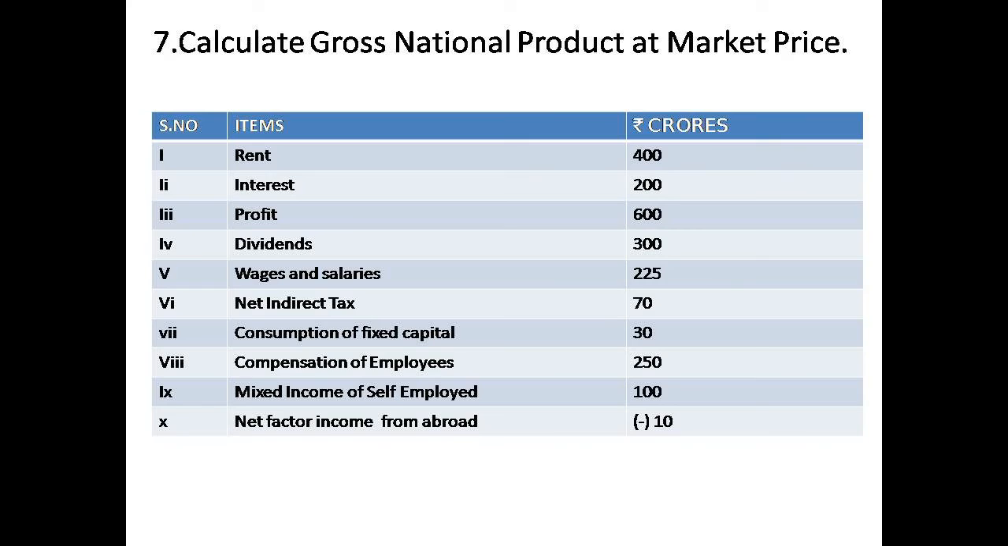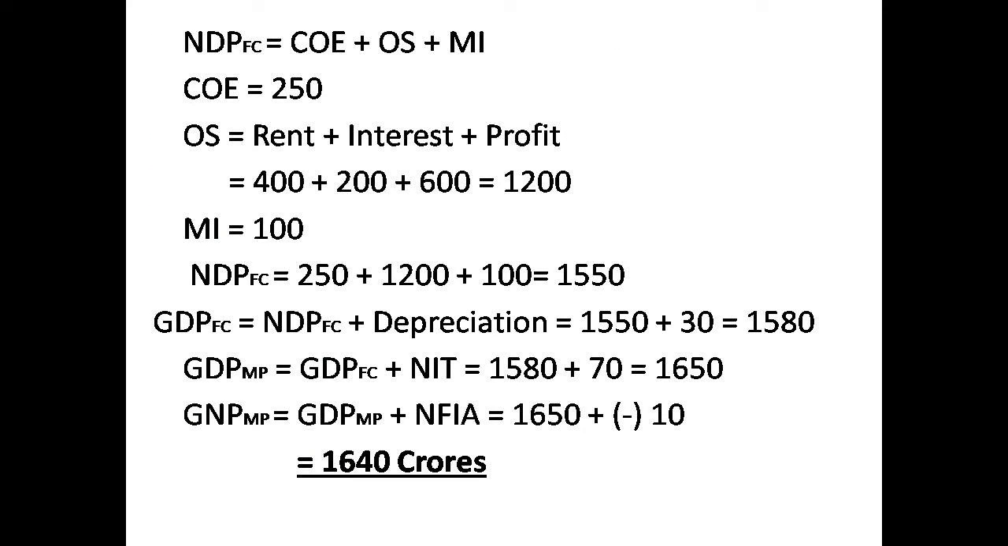Well, going to the seventh numerical question. We have to calculate gross national product at market price, GNPMP. They have given compensation of employees directly. Mixed income of self-employed is also given directly, but OS, operating surplus, is not given. So add up rent, interest, profit. Dividend and all not needed because dividend is a part of profit. So if you add rent, interest and profit, you will get operating surplus. Have a look at the solution.